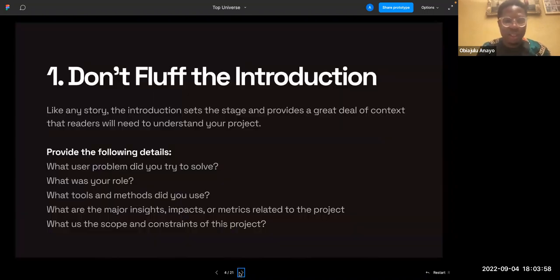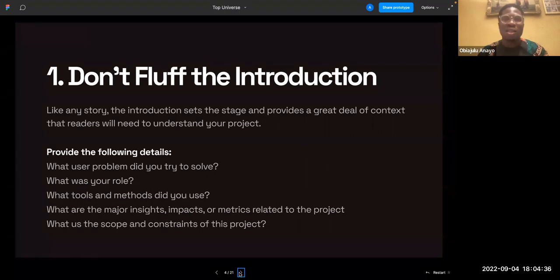Today's teaching. So one of the first things in your case studies: do not fluff the introduction. Like any story, the introduction is the most important part. If you want to watch a movie on Netflix or read a book, the introduction is the most important part. Personally, I don't have so much time for movies, but anytime I watch one, if the introduction doesn't work for me, I won't watch it. I don't care about the middle. The same way it is for books, and the same way it is for your case studies.